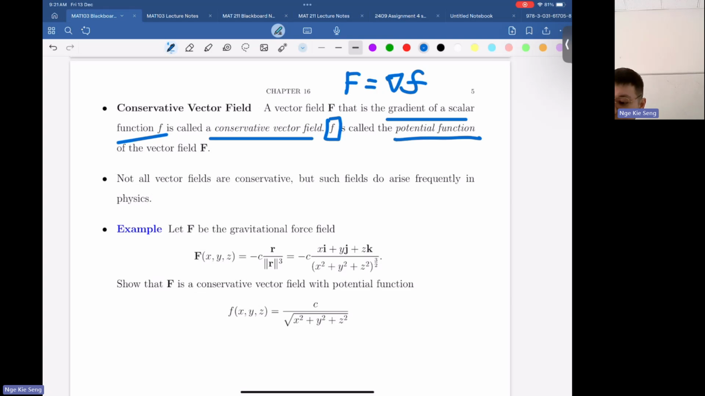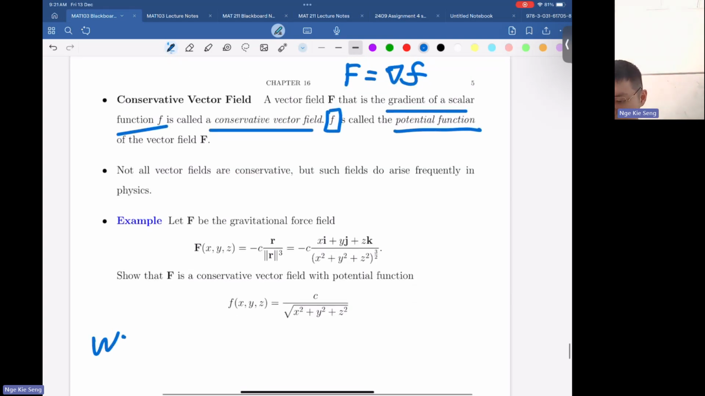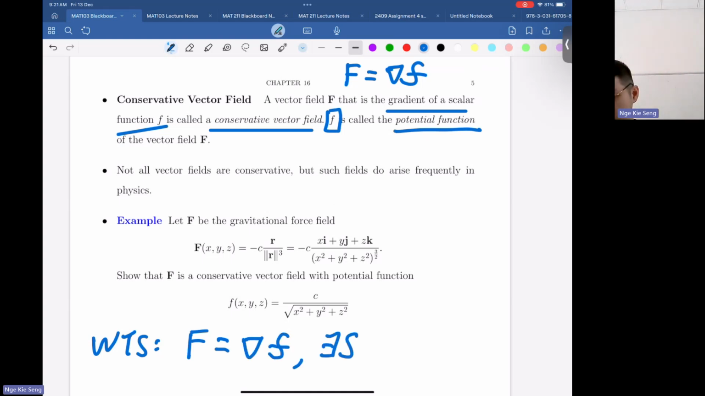So, for example, if we gave you a vector field which is the gravitational force field here, and we want to show that F is a conservative vector field with the potential function given here, what should you do? By definition, to show that F is a conservative vector field, you just need to show that F equals gradient of f for some small f. But this small f is already given, so you just need to verify.